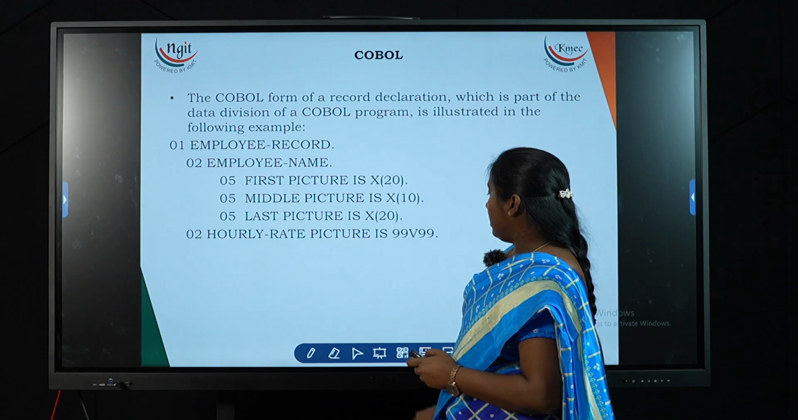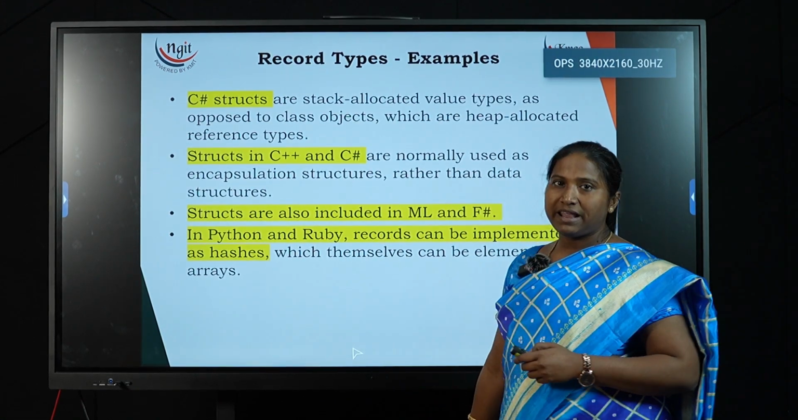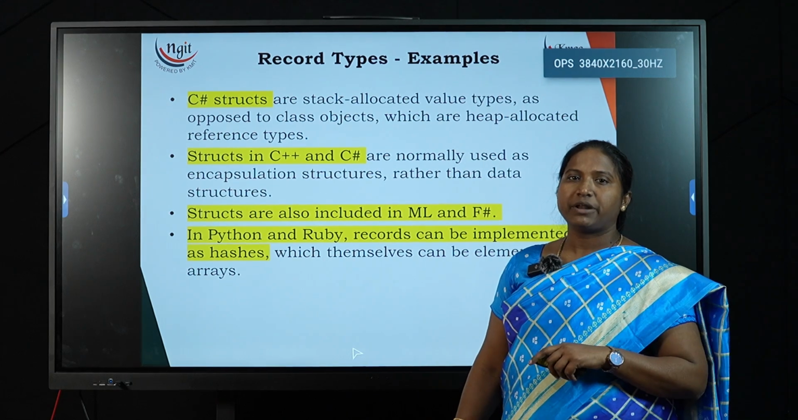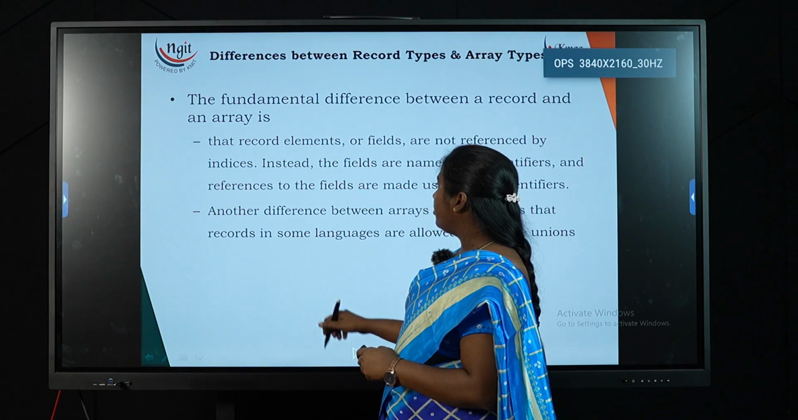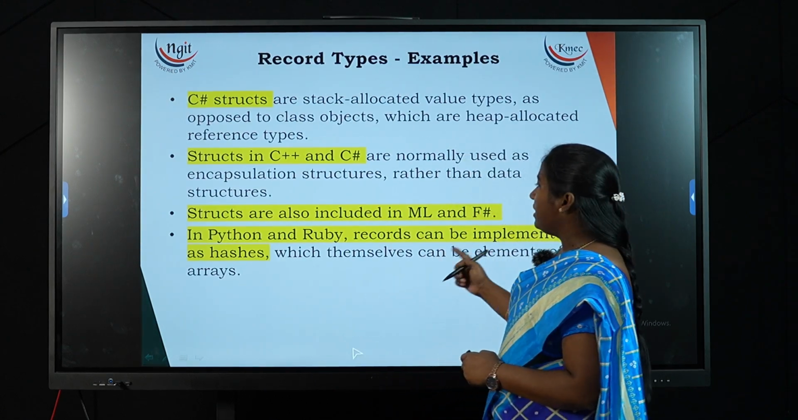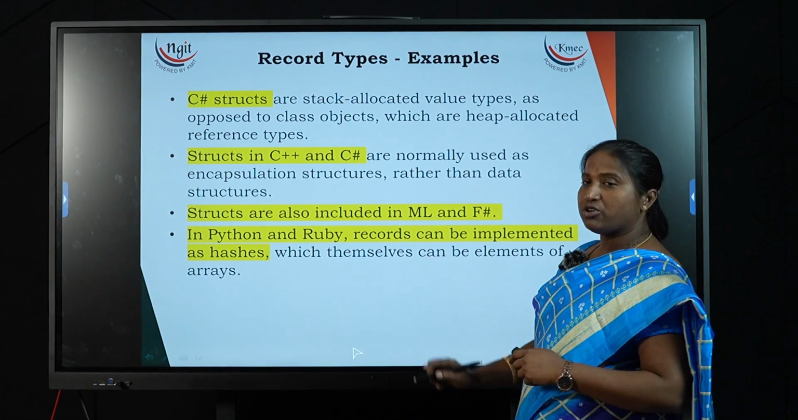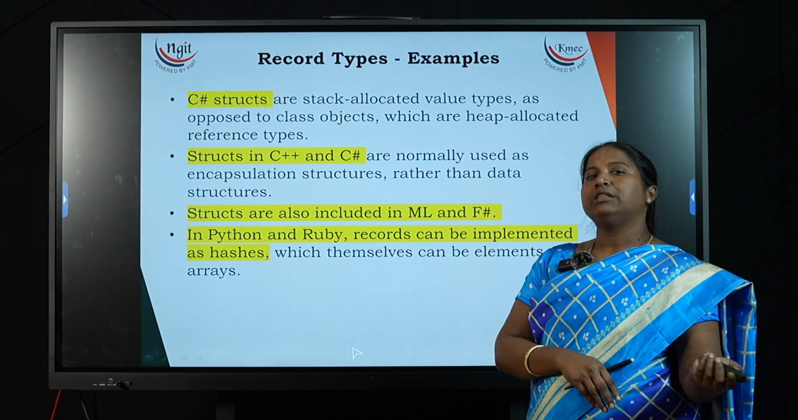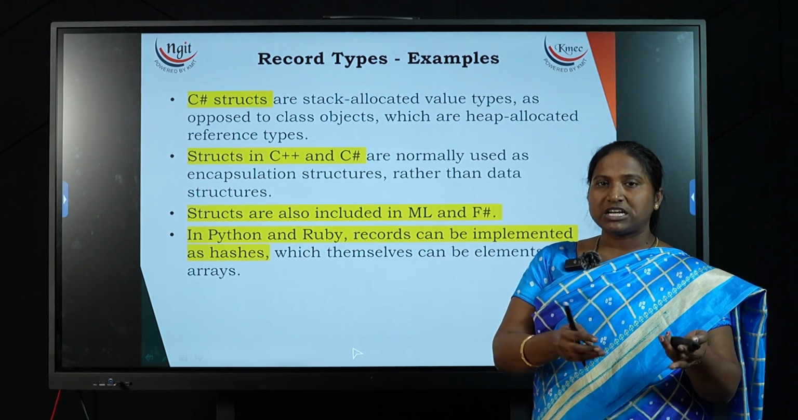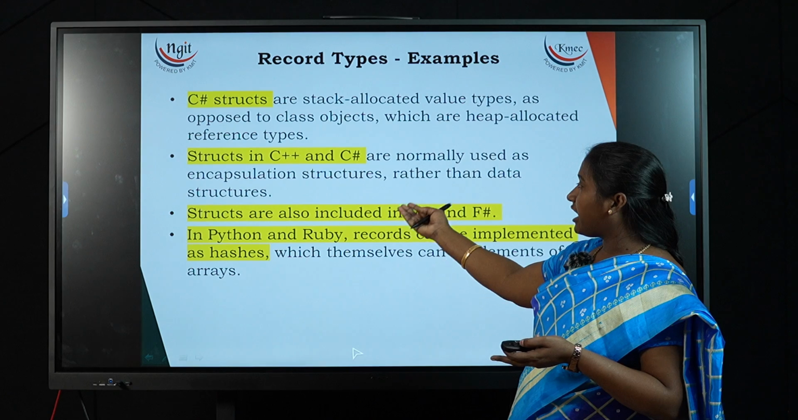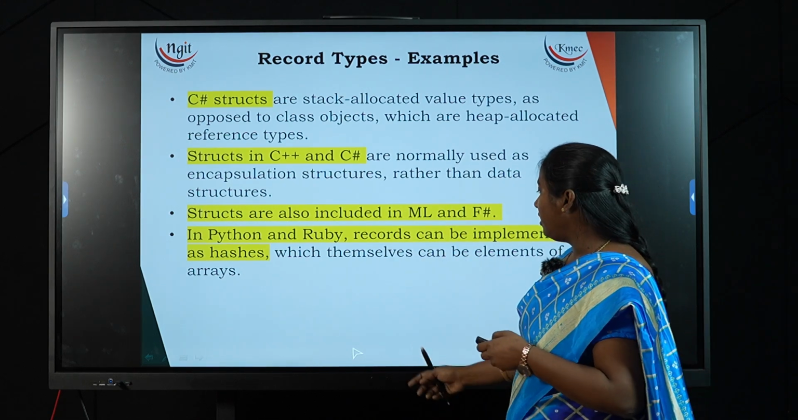Now let's see how other programming languages support records. In Python and in Ruby, records can be implemented as hashes, which themselves can be elements of arrays. In the previous video we also discussed associative arrays. That's what hashes are. So even a record is a form of hash in Python and Ruby.